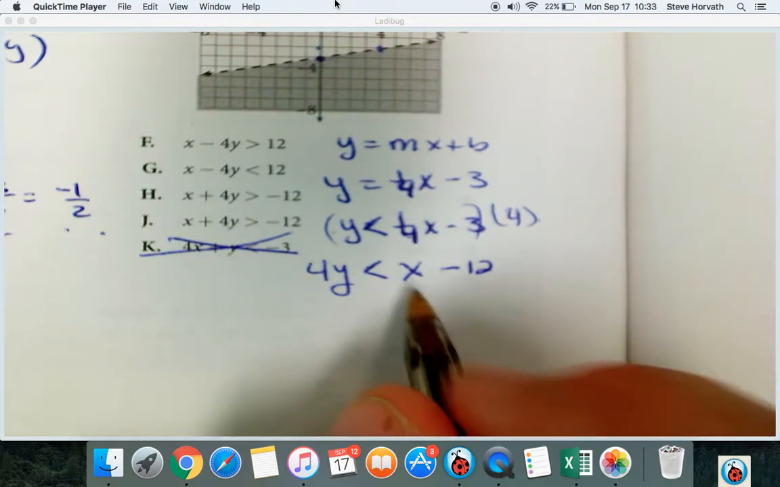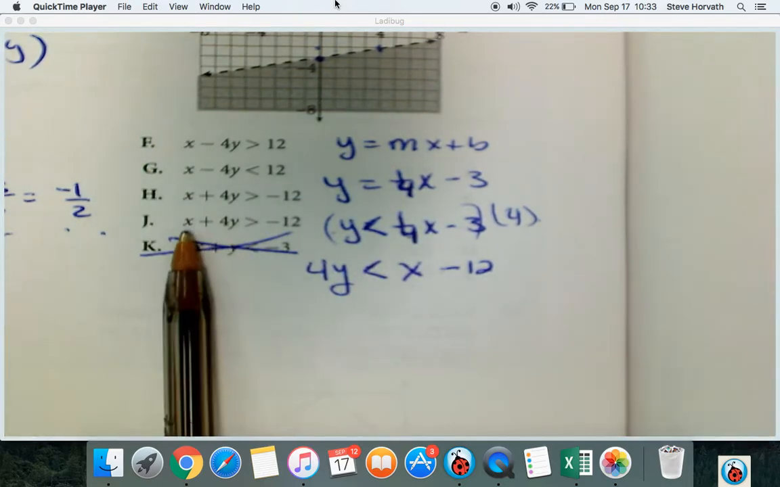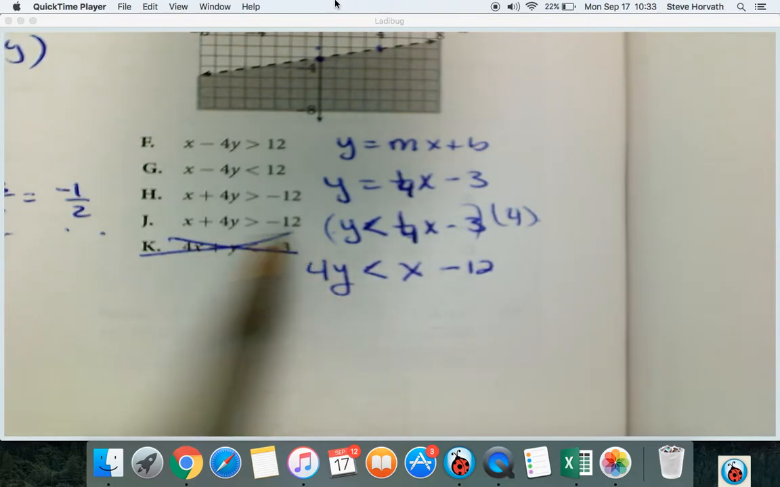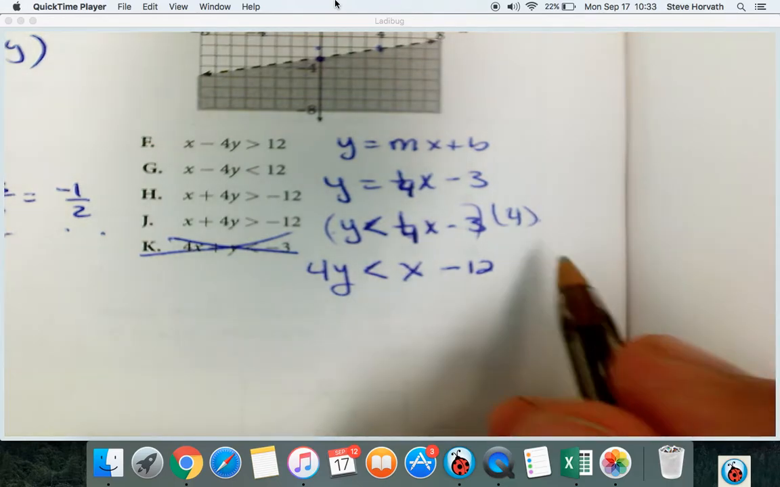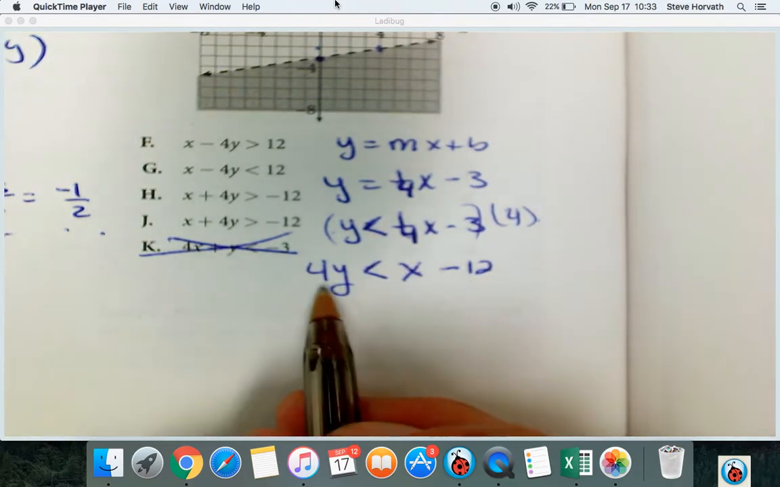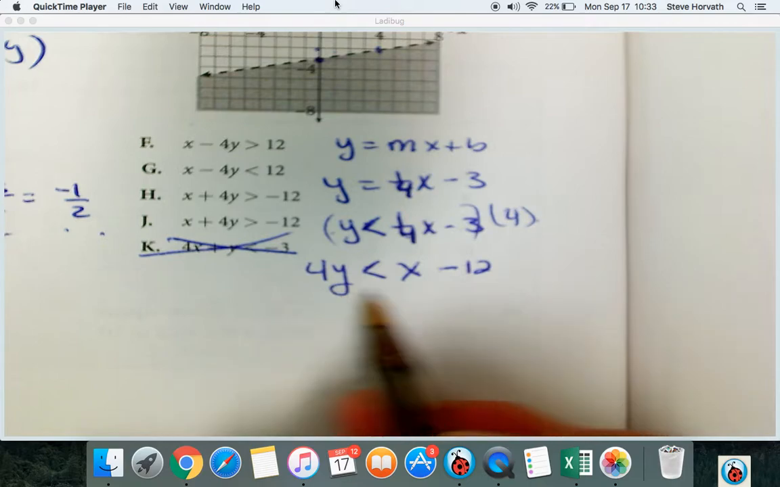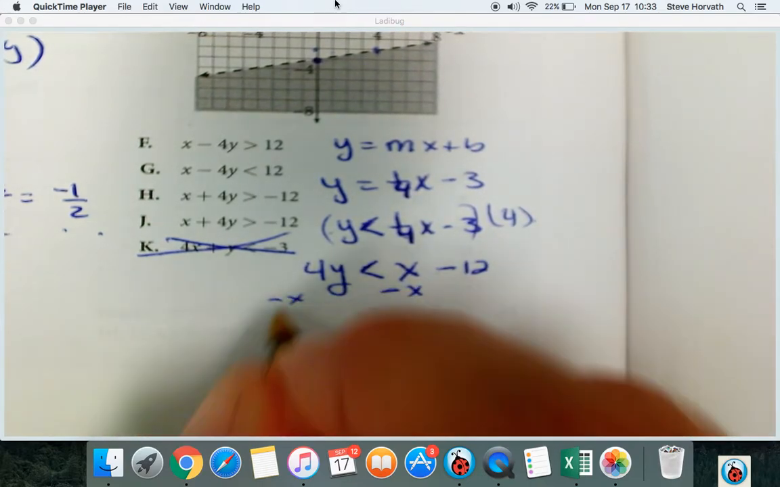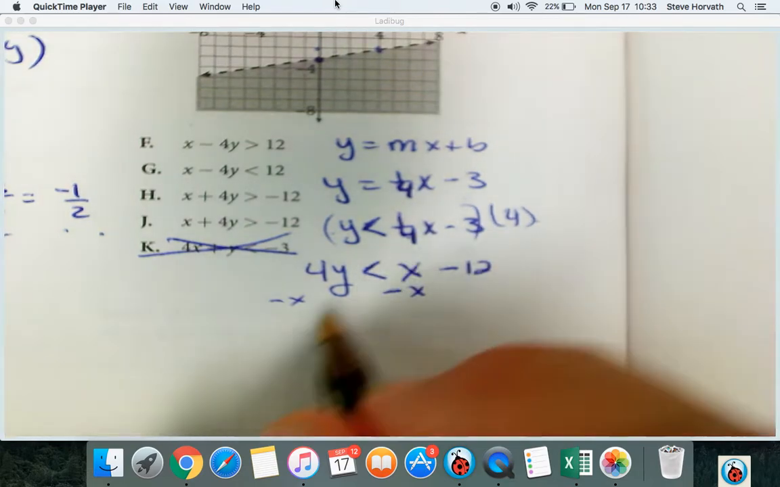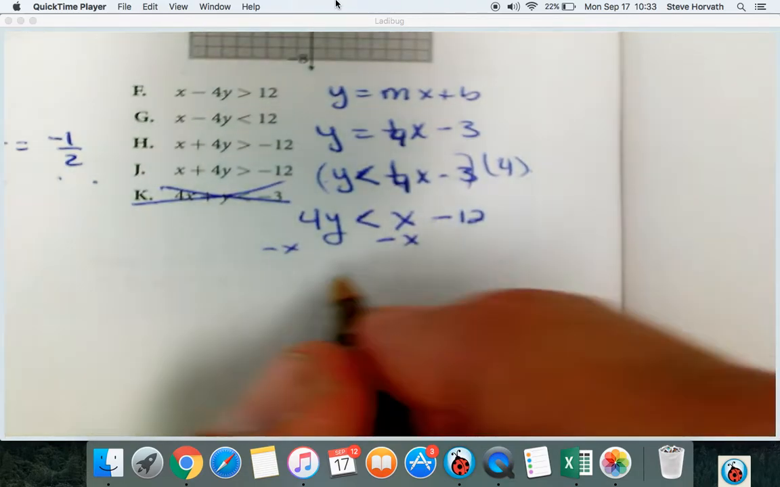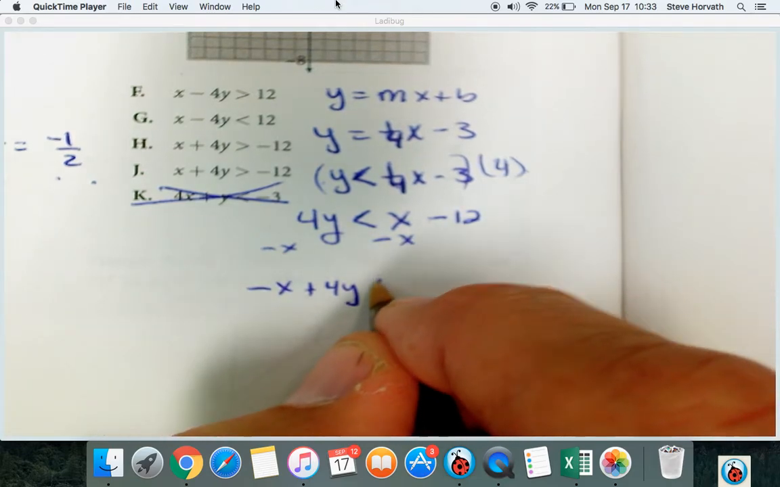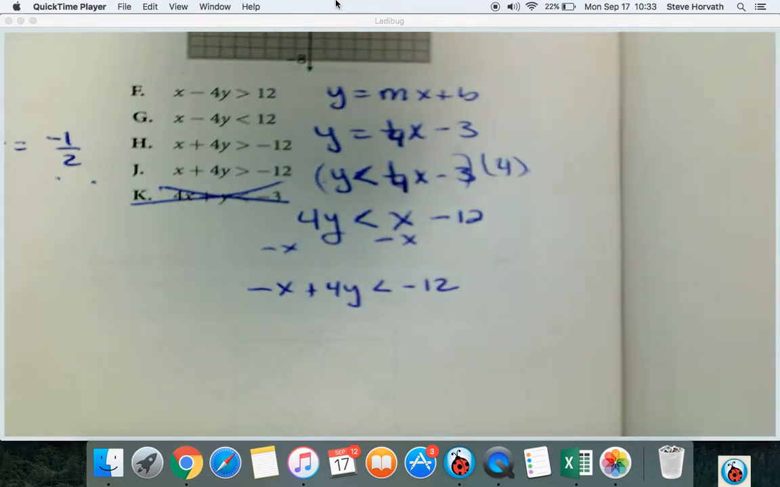Secondly, we need to make it look like this. In other words, the x term first, then the y term, then the inequality, and then the 12. Since the y is already in the right spot, and the 12 is already in the right spot, let's start off by subtracting x from both sides and keep the x where it's supposed to be. Negative x plus 4y less than negative 12.